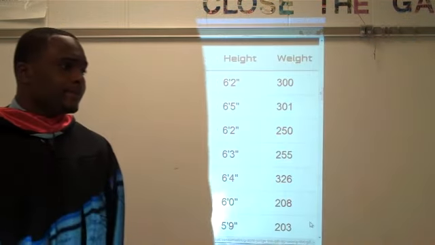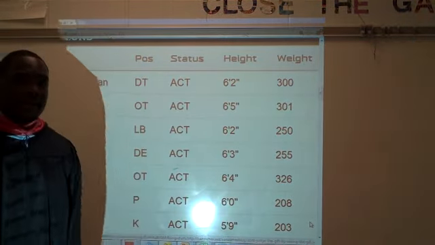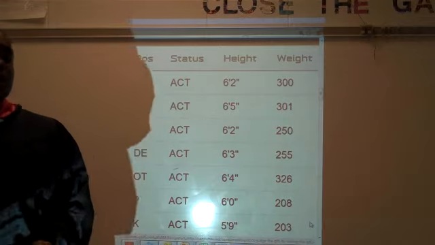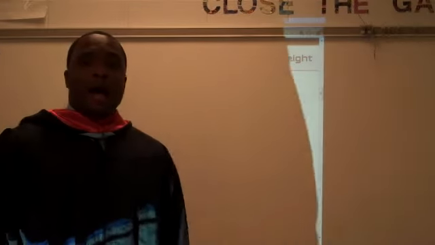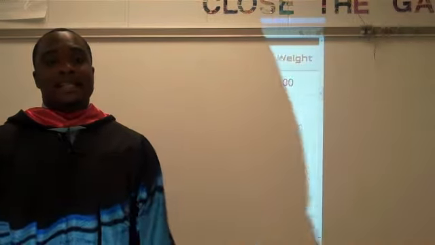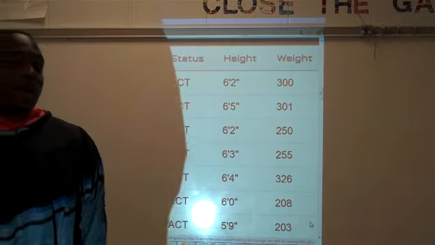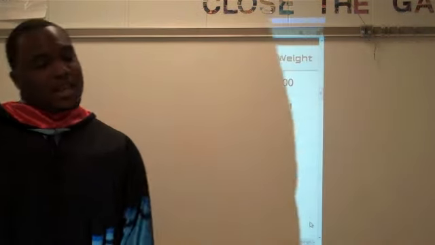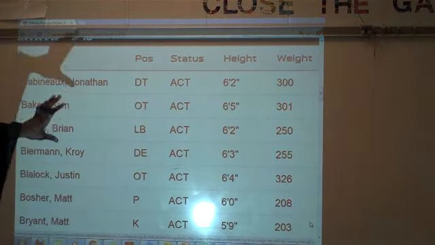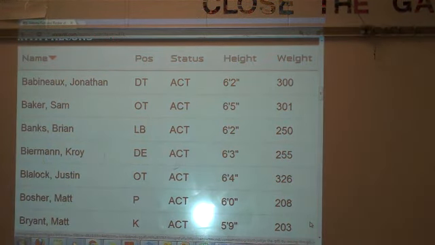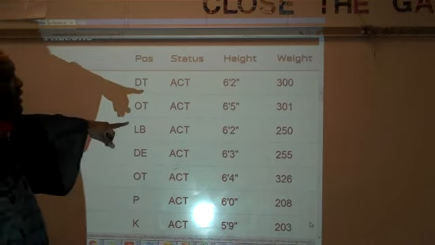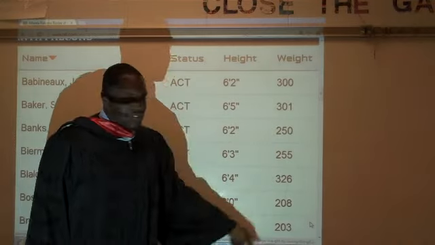Today's our first day looking at data. So, we can collect data on anything. We can collect data on test scores, on students' heights, on the weights of the different players on the football team. For example, I have the Atlanta Falcons roster behind me. You may recognize some of those names. Well, these are their weights. You see, they're really huge, 300 pounds, 250, 255.